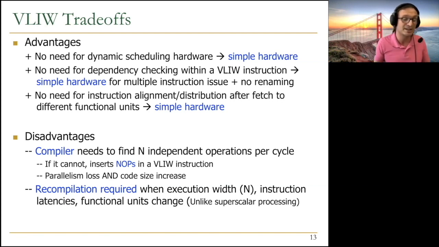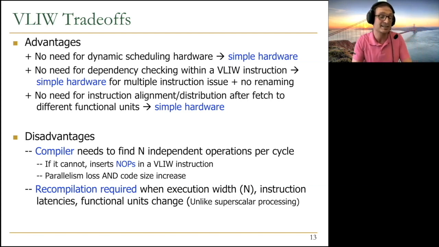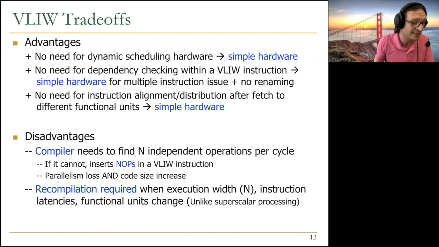And this is a downside. For example, going from a 7-wide VLIW to 28-wide VLIW, you need to recompile code. And there's no way around it, basically. And this is a big problem, right? Whenever you do superscalar out-of-order processing, if you change something in the microarchitecture, you don't need to recompile code.